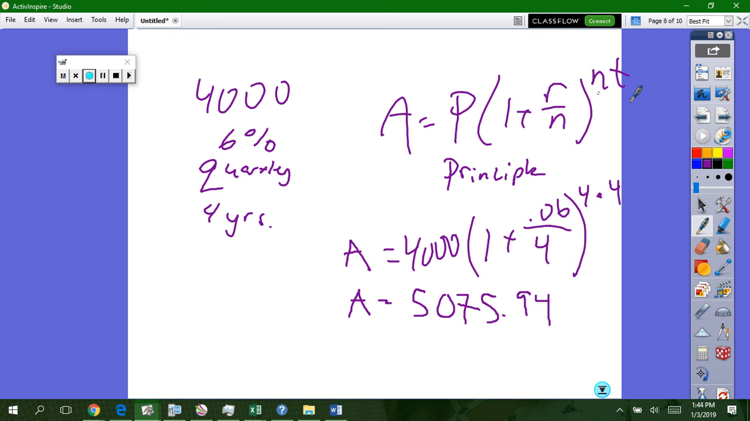Now how many times over 4 years, if I have compounding quarterly, will I be getting interest? Hence why 4 times 4. Does that answer your question? Okay. Any questions on that one more time?